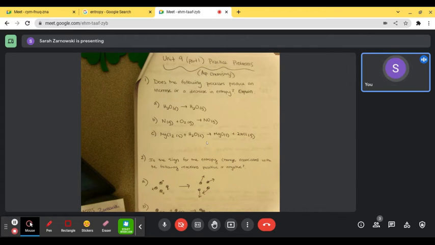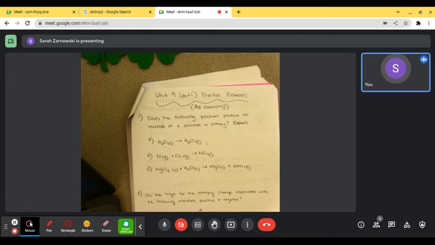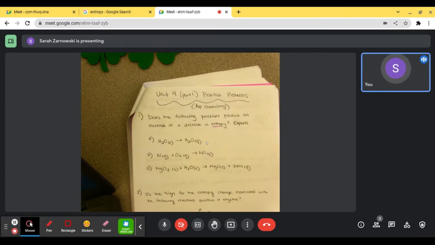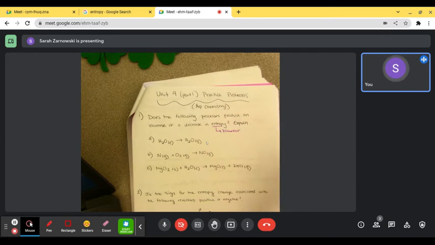Okay, so Unit 9 is all about entropy. For question number 1, I want you to look at A, B, and C and tell me whether or not entropy is increasing or decreasing. You need to know that entropy means disorder. So how disordered are the chemical compounds or particles themselves?